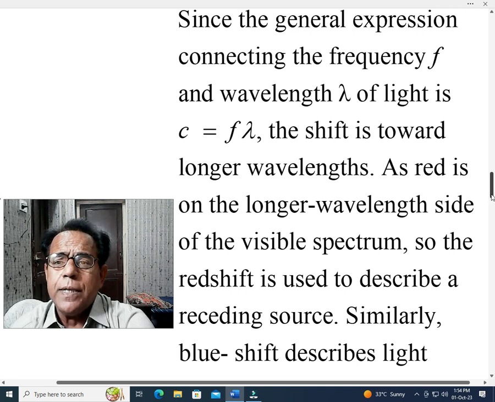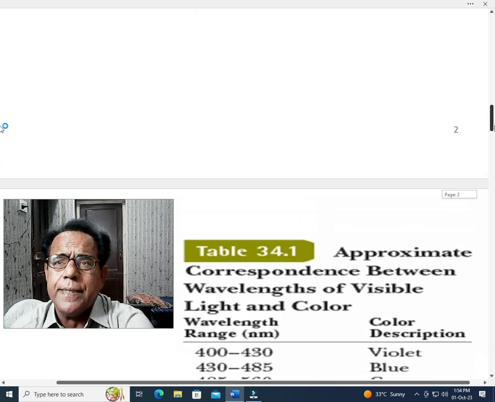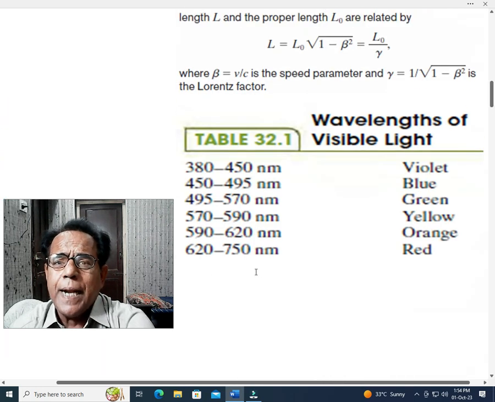Now we come towards the red and blue spectrum description. This is red and blue. Red is 620 to 750, while blue is 450 to 495. Blue is towards shorter wavelength and red is towards larger wavelength.